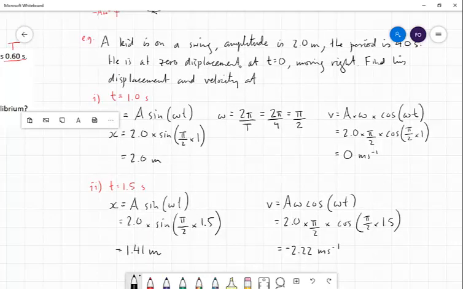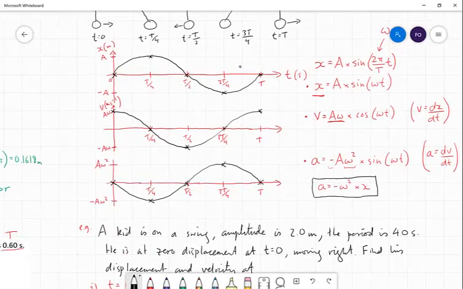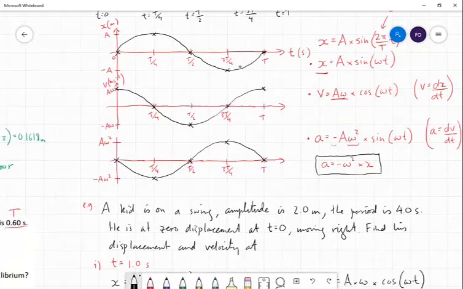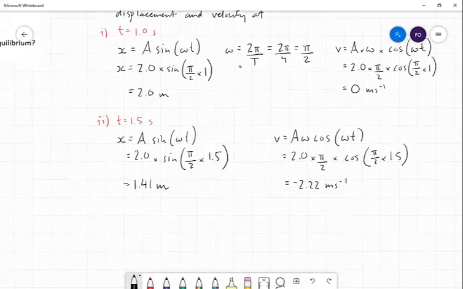So let's just have a look and see if that's consistent with our graph. So 1.41 displacement after 1.5 seconds. So 1.5 seconds is about here. So we are no longer at 2. We're a bit down from 2. We're at 1.41. That makes sense. And our velocity is negative, and it's negative 2.22. It makes sense that it should be negative. We don't really know what the maximum value is, but I'm just going to explain how to get that in a moment.